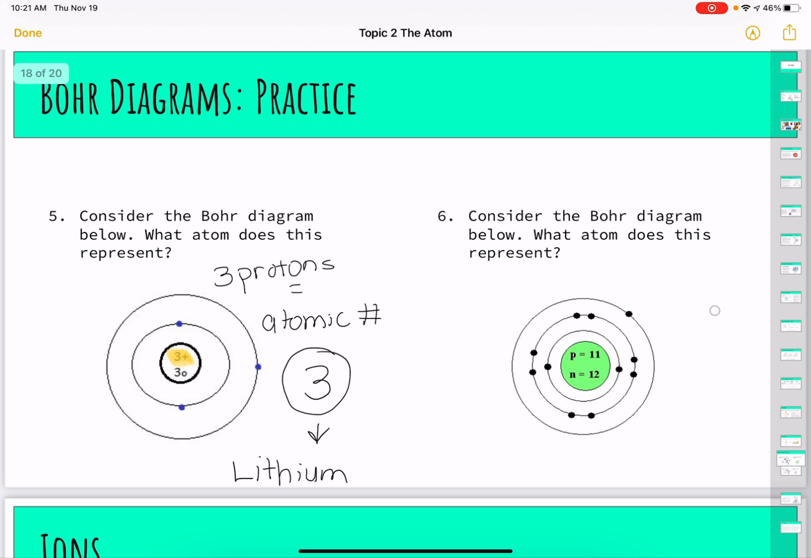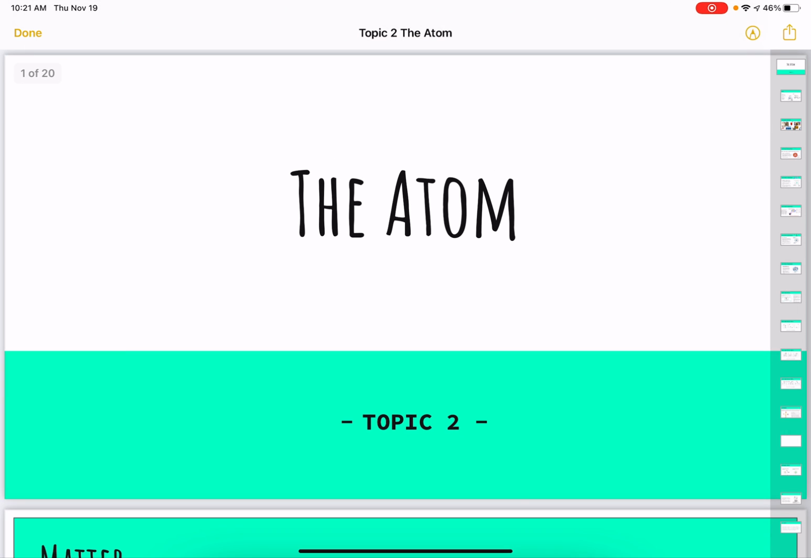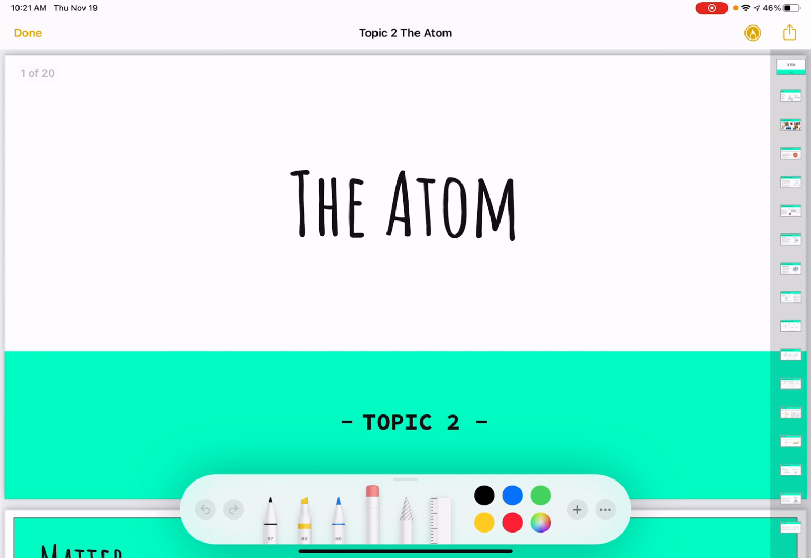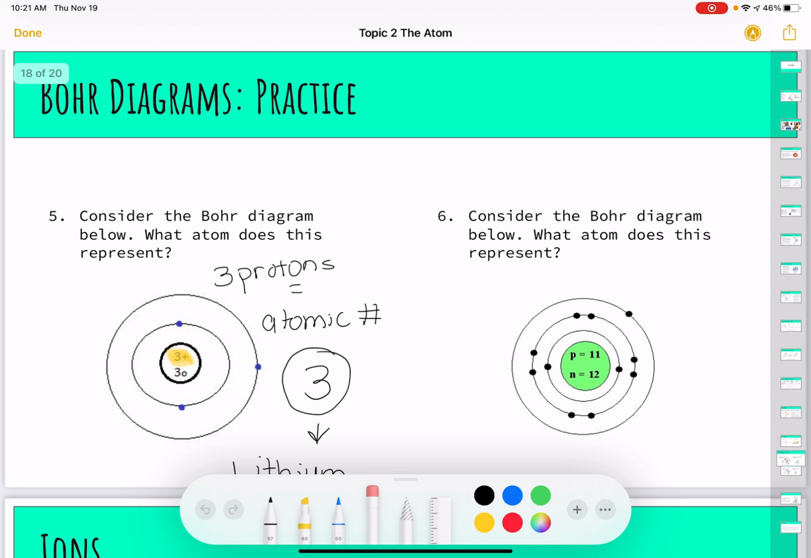I don't know why I can't write. They did a new update on my device. Turning it on and off is not going to help. Anyway, so this is sodium. I can't write it for whatever reason. There we go. Wow. Technology is not always our friend. There we go. So that's sodium.